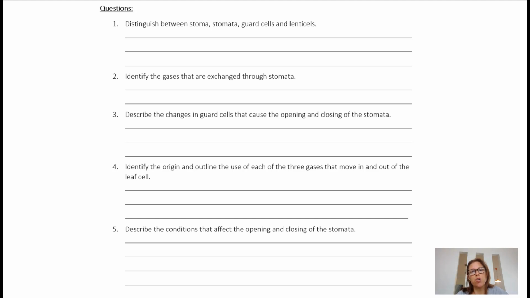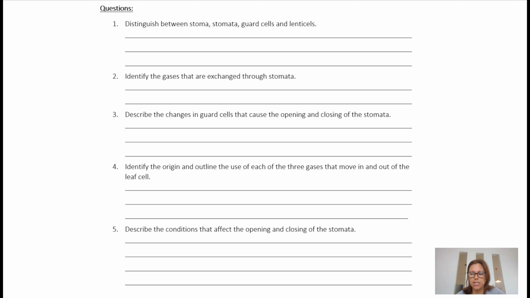So distinguish between stoma, stomata, guard cells and lenticels. Our stoma is just one individual pore in the underside of the leaf where water and gases can pass through there. Water in the form of water vapor can pass through there. Our stomates or stomata are plural, so that is many of the stoma that we would have in our leaf. Our guard cells are the two bean-shaped cells that surround the stomata. So the stomata being the pore, the hole, the guard cells being the cells around the outside, and they open and close to allow that exchange of gases.